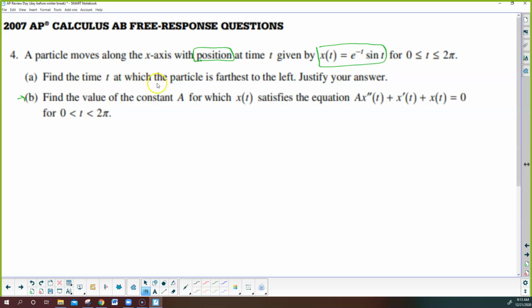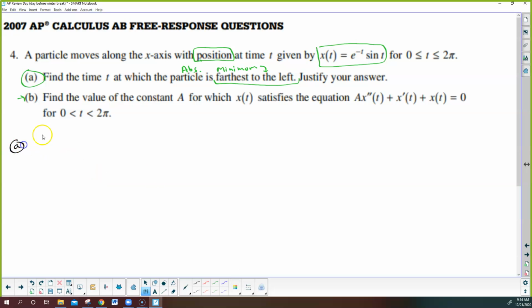Our job is to find the time at which the particle is farthest to the left. Well, wait a minute. If I'm going to the left, that's when the derivative is the most negative. Well, another way to say this is we're looking to find the absolute minimum value of the position function, right? Because if my position function tells me where I am left or right, if I find the absolute minimum of the position, that's going to get me furthest to the left. So this is just kind of a tricky way of saying, what's the absolute minimum?